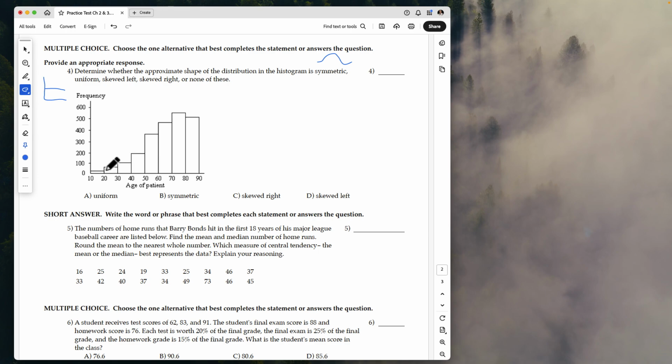Remember, the skew is caused by outliers. And so the lower level over here, this is skewed to the left. This is causing the skew. And so we label it as left skewed.